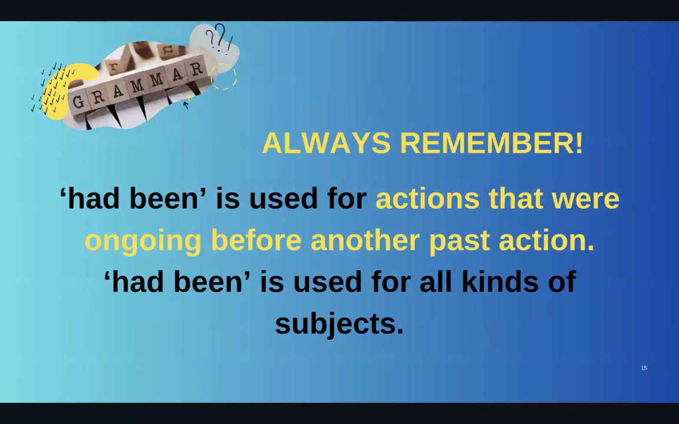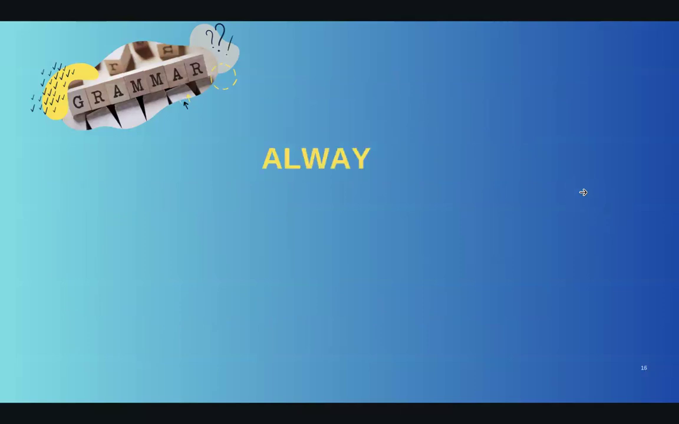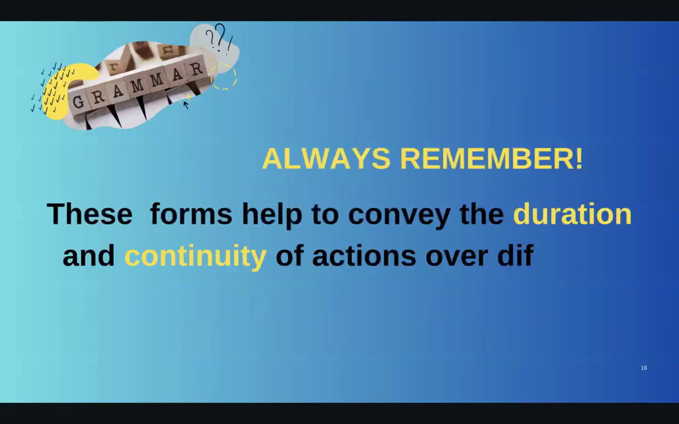Had been is used for actions that were ongoing before another past action. Had been is used for all kinds of subjects. Always remember, these forms help to convey the duration and continuity of actions over different time periods.